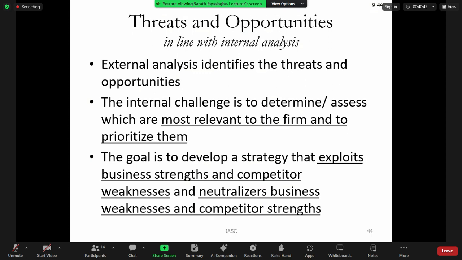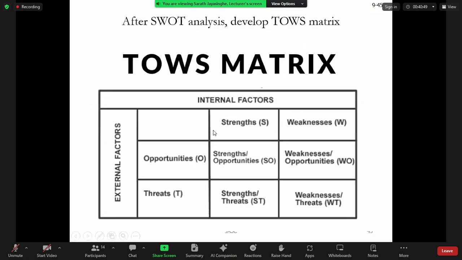So to do that, we are thinking about some kind of models. For example, after SWOT analysis, developing the TOWS matrix. TOWS means threats, opportunities, weaknesses, strengths, right? So you can see internal factors.